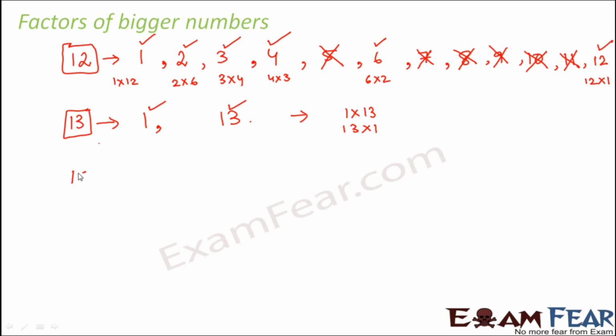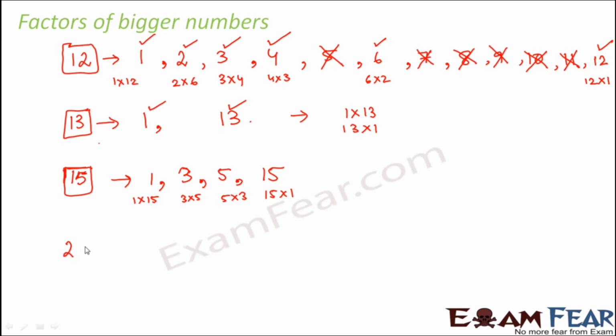Let's talk about another number like 15. What do you say about 15? Again, you write the same list of numbers and you would realize that 1, 3, 5 and 15. These are the factors. That's because 1 into 15 is 15, 3 into 5 is 15, 5 into 3 is 15 and 15 into 1 is 15.